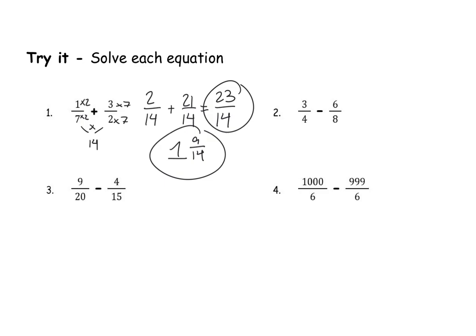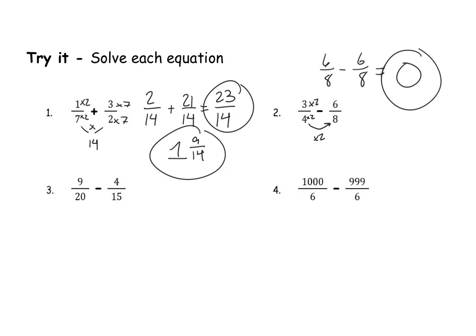All right, number 2, I got to change this. This way I have an easy way to go, right? 4 to 8, that's just multiplying by 2. So if I multiply this by 2 and multiply this by 2, we're going to end up with 6/8 minus 6/8. Well, if I start with 6/8 and I take away 6/8, I'm left with 0 for an answer.